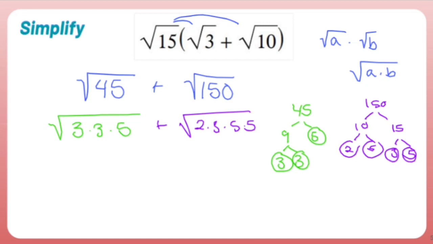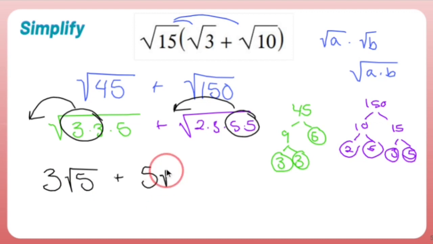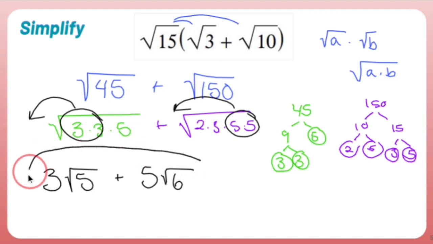Now the next step is for each one individually, we circle groups and bring it out. So I circle a 3, bring out one of them, and what I have left over is the square root of 5. I circle 5s, bring out one of them, so plus 5, and what I have left over is 2 times 3, which is 6. So although I wasn't able to combine these, and I kind of knew that would happen, I still did my multiplication, and I still simplified as best as I could. Okay, so that's multiplying square roots.